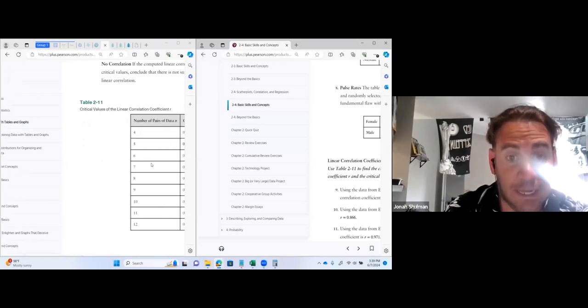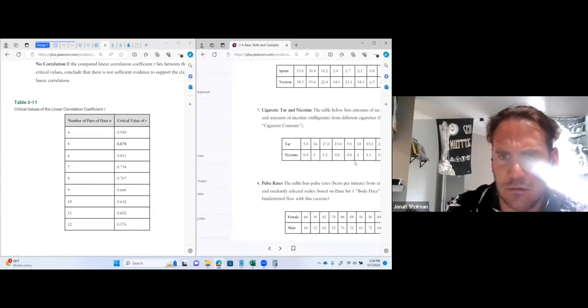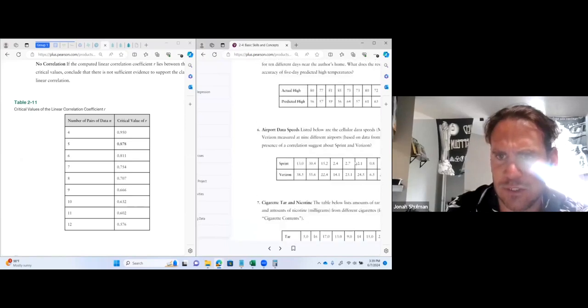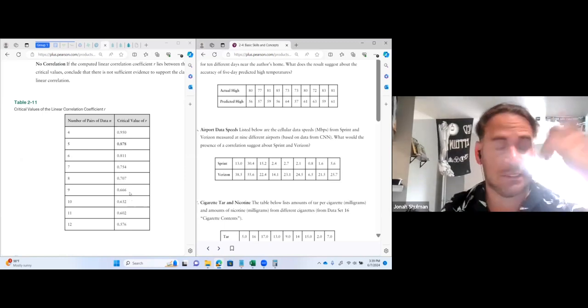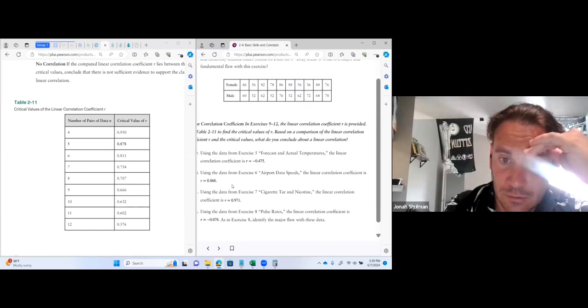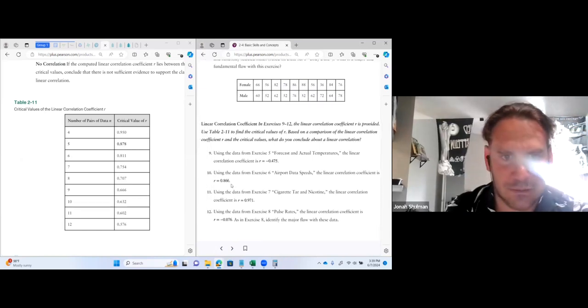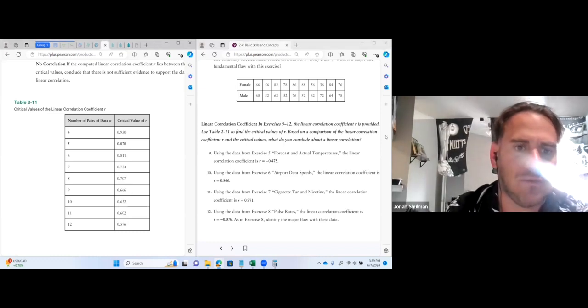We can do it again, but because we have a table here, how much data is in exercise 6? 1, 2, 3, 4, 5, 6, 7, 8, 9. We only got 9. So 9 is 0.666. That's a critical value. And ours says 0.866. 0.866 is bigger than 0.666. So this is statistically significant. That's what that means.